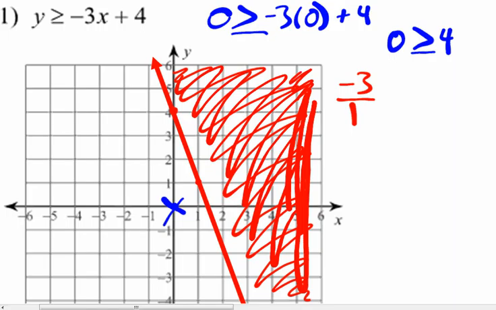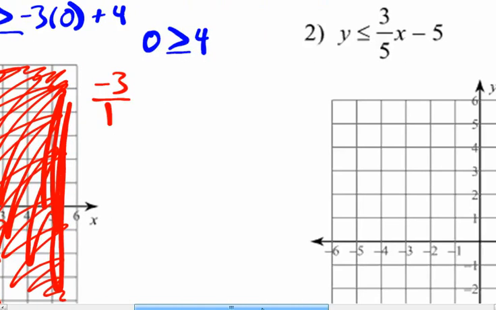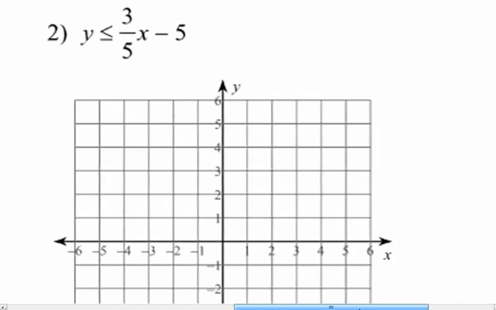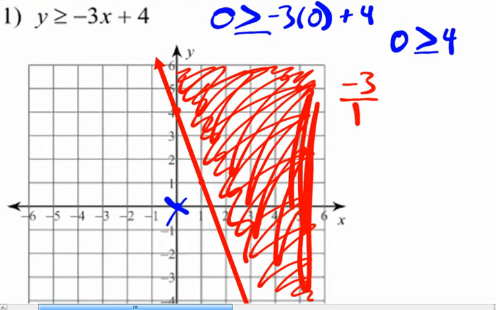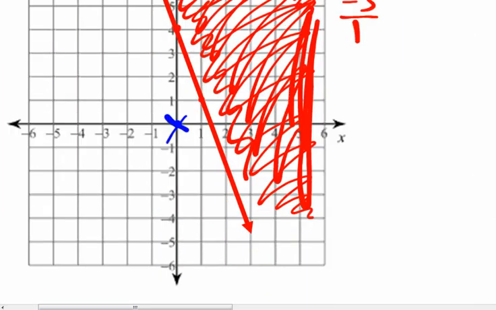So that's one of the two ways you can figure it out: just pick a point on either side of the line and put it into the function. If it's a true statement, you are shading on that side of the line. If it's a false statement, you're shading on the other side of the line. So let's do another one. Actually, let's do number 3.